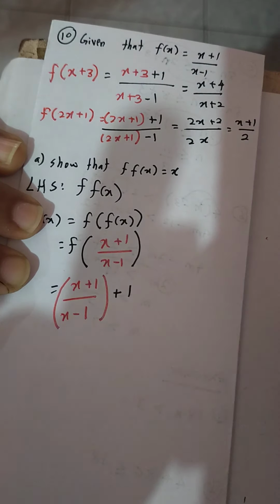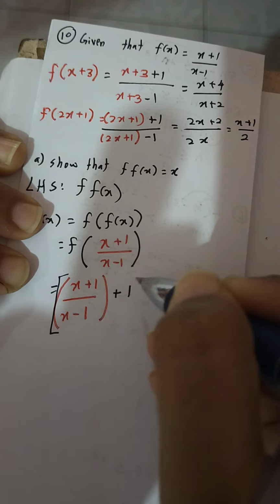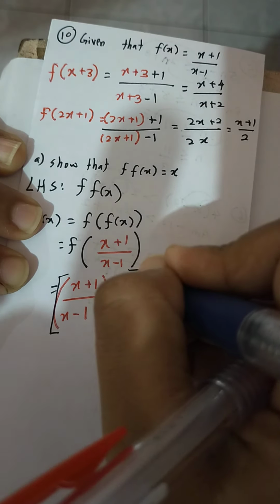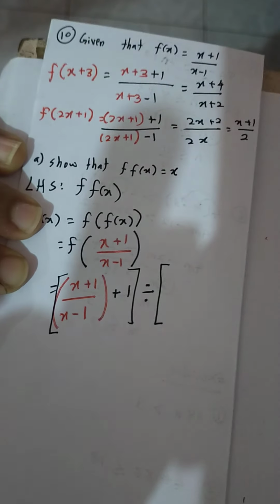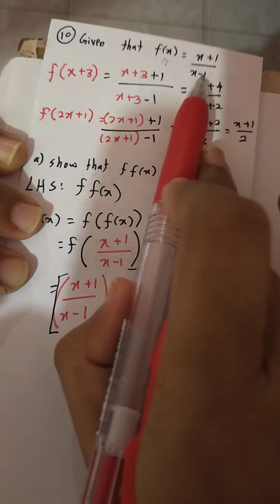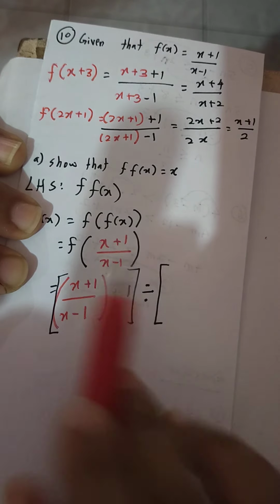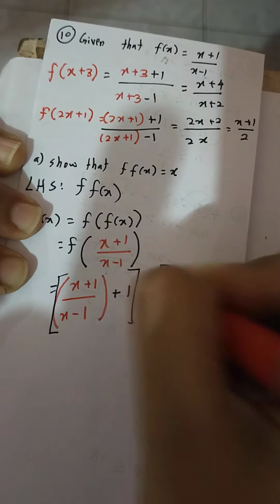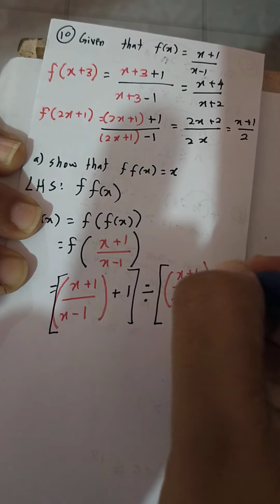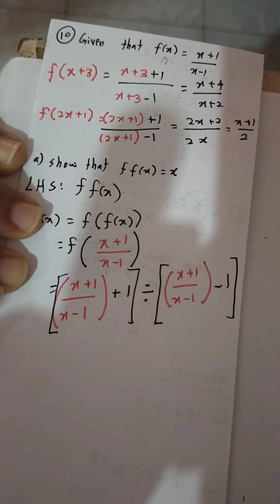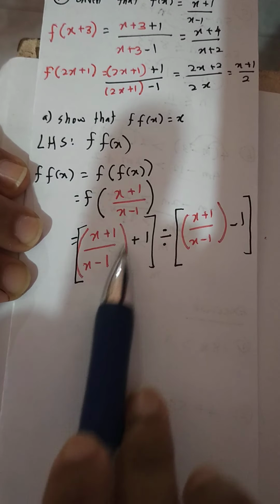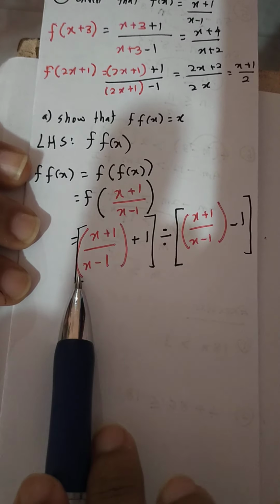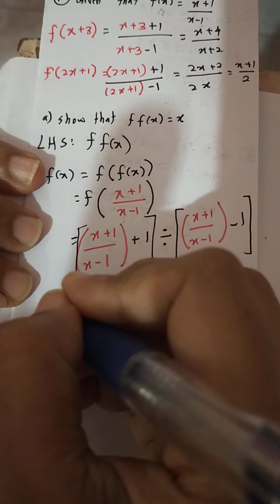Okay, I will just straight away make the division. This means division, right? So divide. I will have x minus 1, but now my x is this, so I will have (x plus 1) over (x minus 1), minus 1. This is my new x, this over this. Now I need to solve the first bracket first.